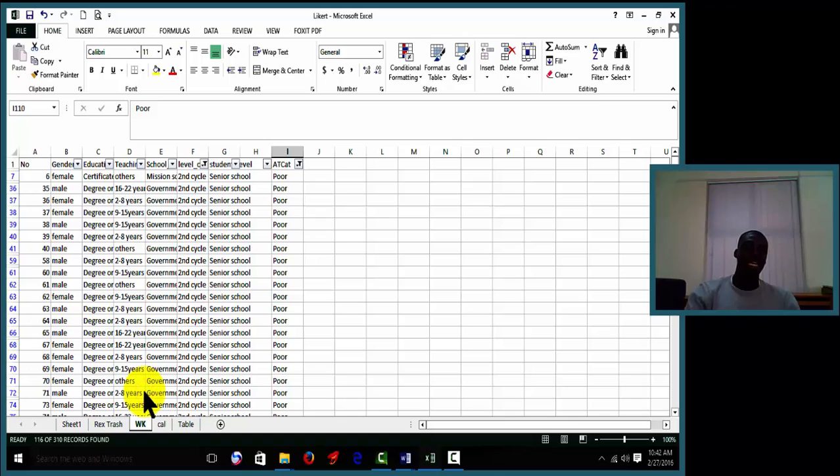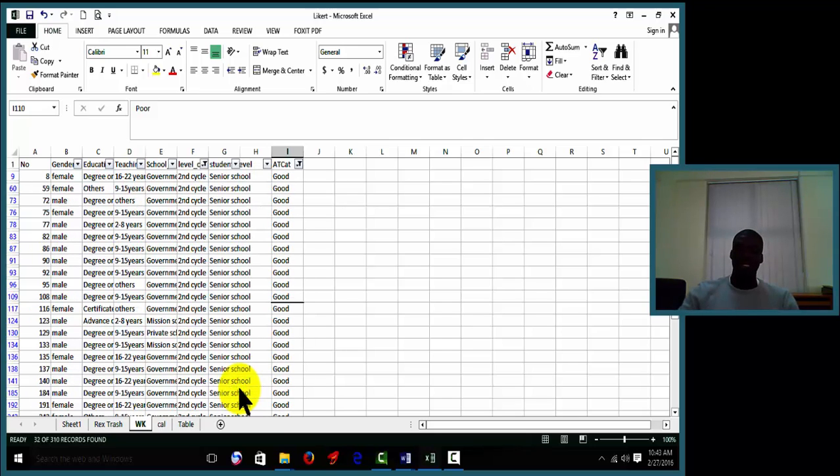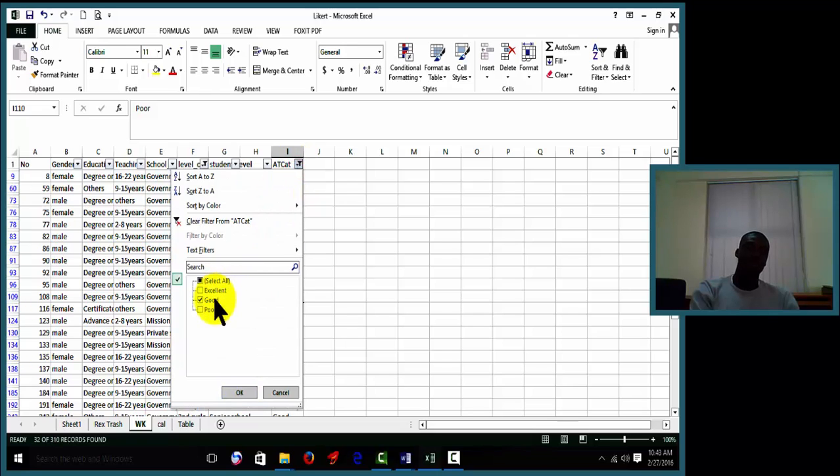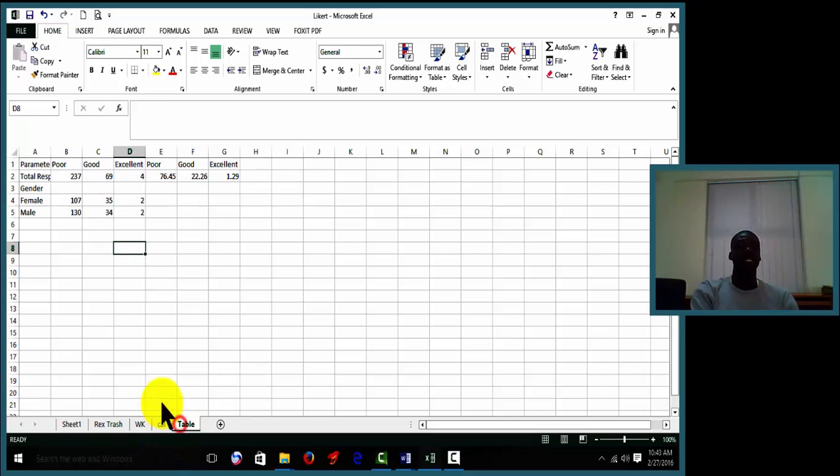So for the second cycle, the poor is what? 1, 1, 6. Okay, the poor is logged in already. So for the good is what? 32. And then the excellent we know is going to be 2 because the other parts have been covered already. So that is 2. So we're going to stop here because of time and then continue with the table.